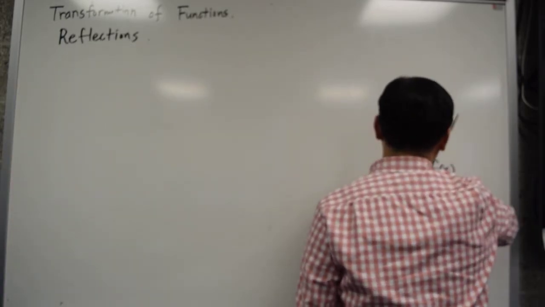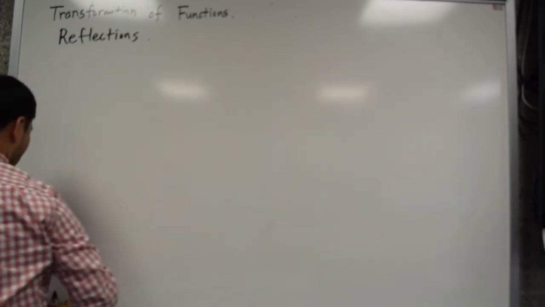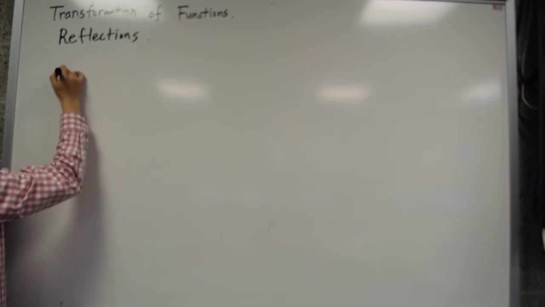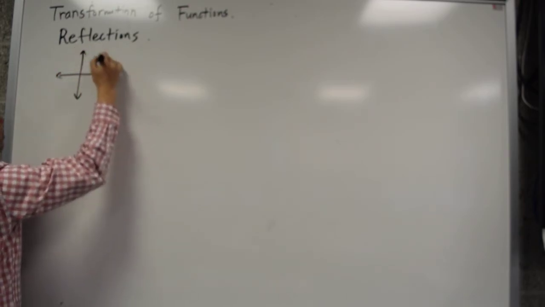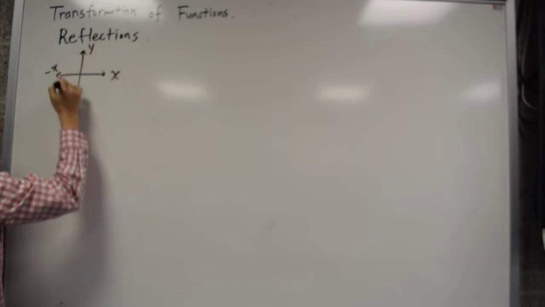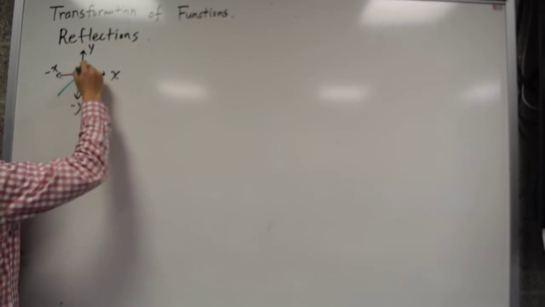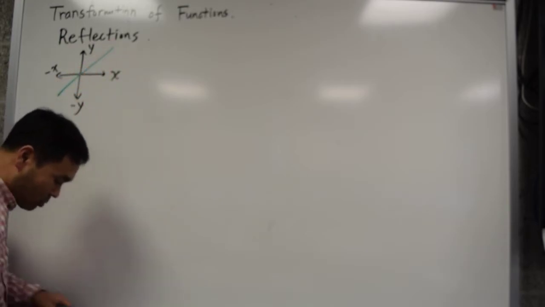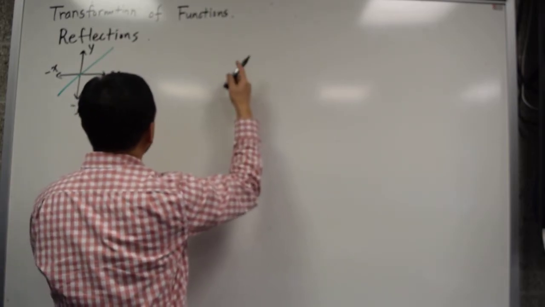Because we're now going to reflect over the diagonal. So again, same picture here. X, y, negative x, negative y. You have this diagonal, and you want to flip it over. So let's try a different graph now.